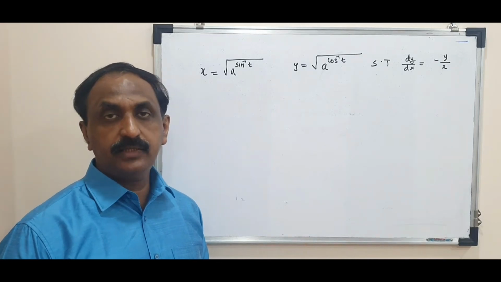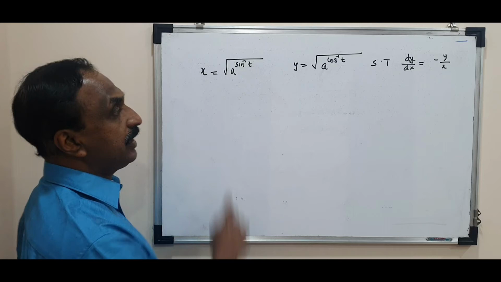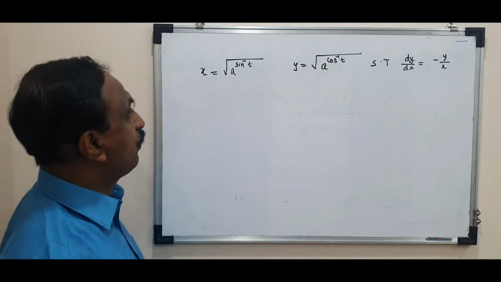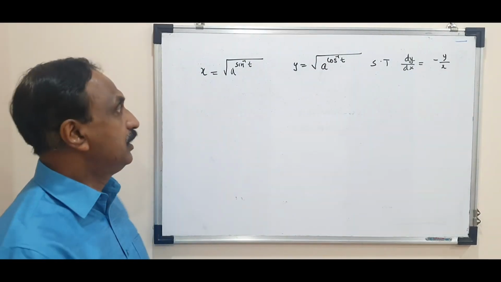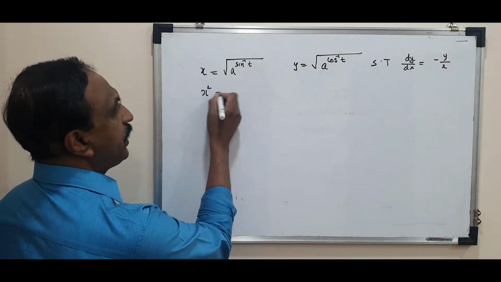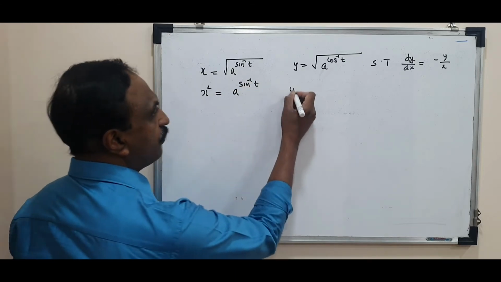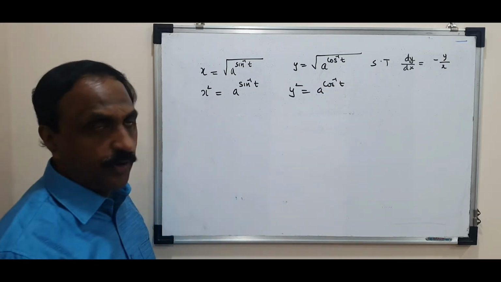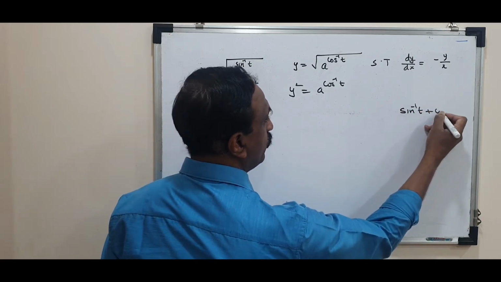The method to eliminate using inverse trigonometric function. You can see x equal to a raised to sine inverse t, y is equal to a raised to cos inverse t. So what can I do this? I will make sine inverse t and cos inverse t as a subject. So first I can write x square is equal to a raised to sine inverse t. And I can write here y square equal to a raised to cos inverse t. And what formula I want to apply to eliminate? Sine inverse t plus cos inverse t is pi by 2.